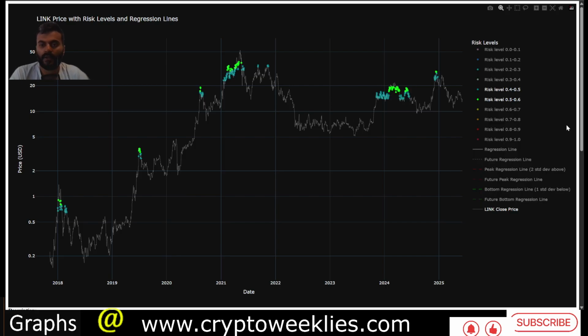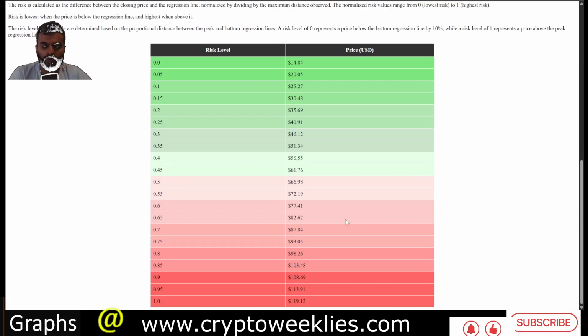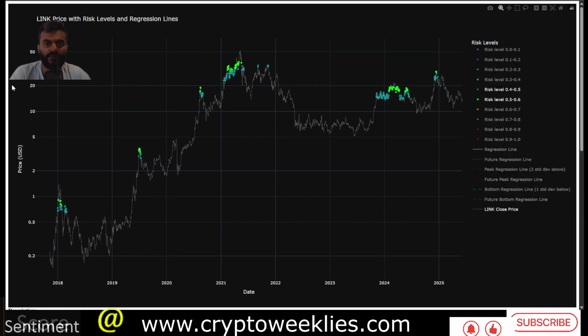If that kind of parabola is ahead of us, we are in for a ride. Price action between $100 and $120 would be close to that, between 80% risk and 100% risk for LINK. Again, those are some of the days to look for if they happen.